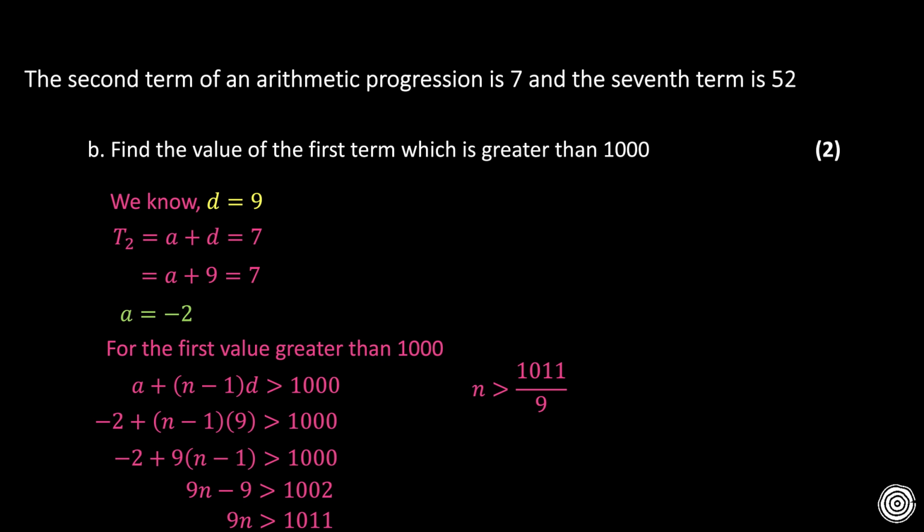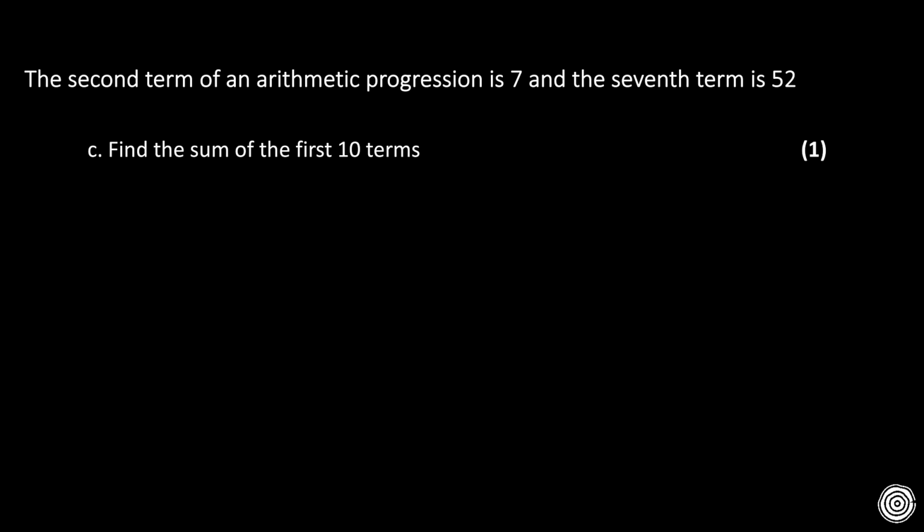And it gives me something like 112.333. Because I want it to be greater than, I'm just going to round it up to the nearest whole, so that leaves me with n is 113. And let's just test that. So I'm going to sub in the 113th term, and that leaves me with 1,000.